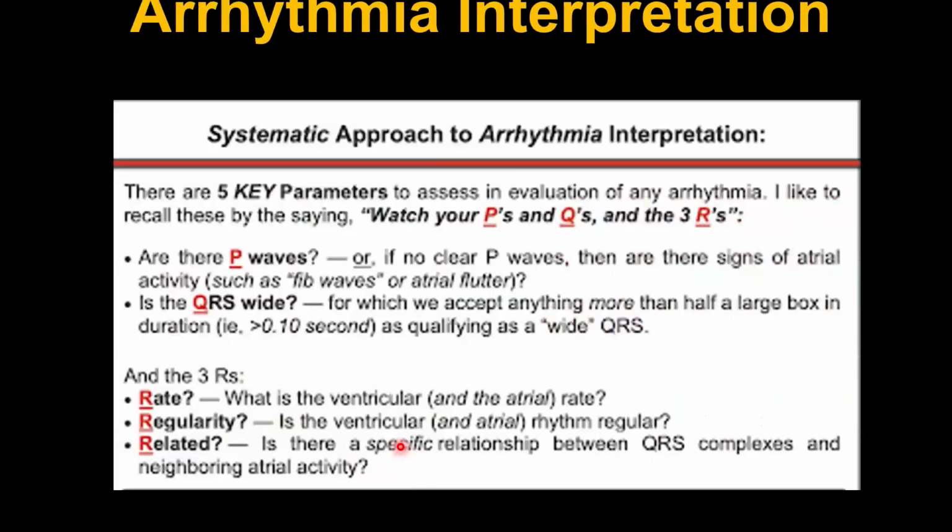We also recommend a systematic approach to arrhythmia interpretation. Look for P waves. Is the QRS wide or narrow? What is the rate? What is the ventricular rate? What is the atrial rate? Are they the same or different? Is there regularity? Are they regular or not? And are the P waves and QRS complexes related to each other or not?